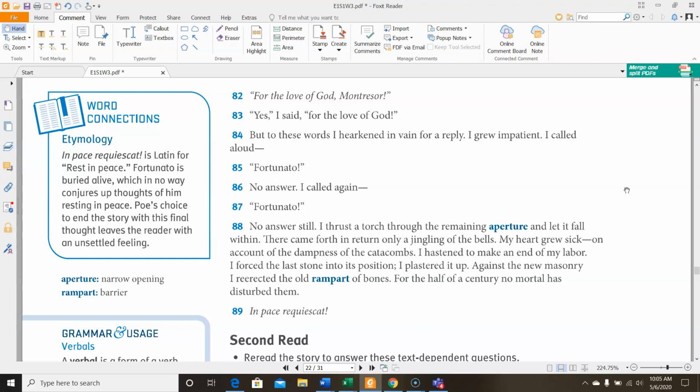My heart grew sick on account of the dampness of the catacombs. So this part's kind of ironic because his heart feels sick, but not because he just murdered somebody, but because of how cold it is and wet it is in the catacombs.